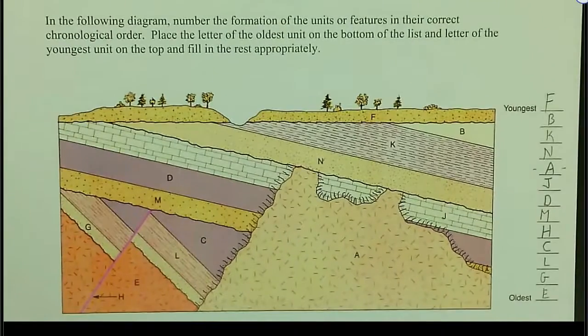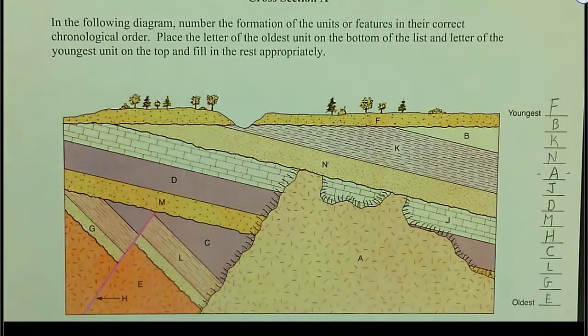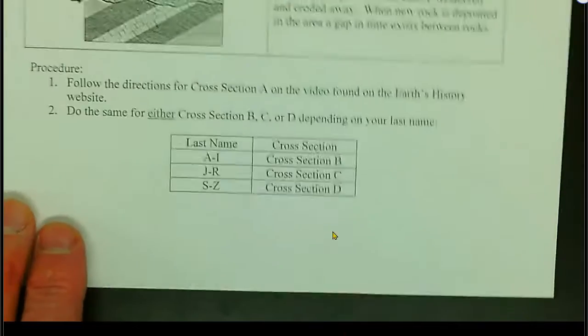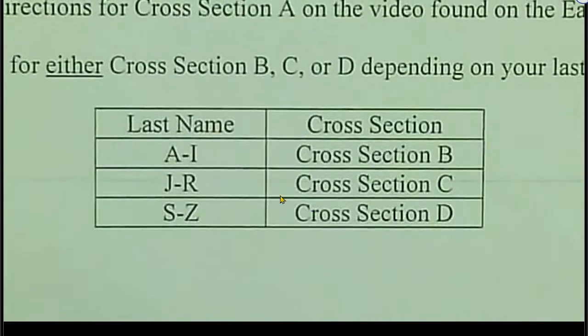There's cross section A. It is time now for you to do one more cross section. There are three more available, cross sections B, C, and D. Please choose the appropriate cross section based on your last name as to which one you're doing. You're only doing one more cross section. You can find them in the folders on the board on the side of the room.